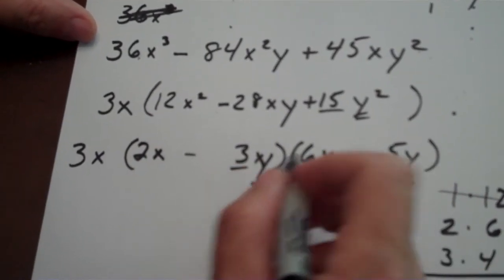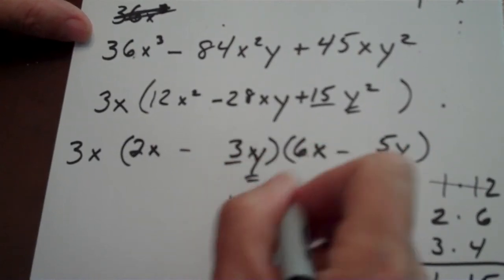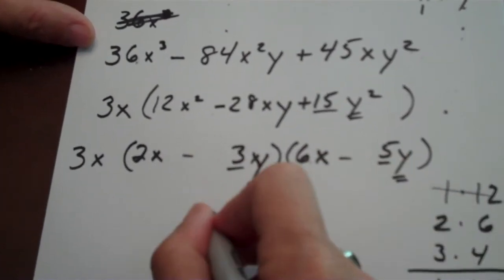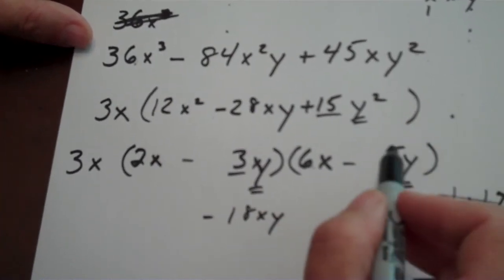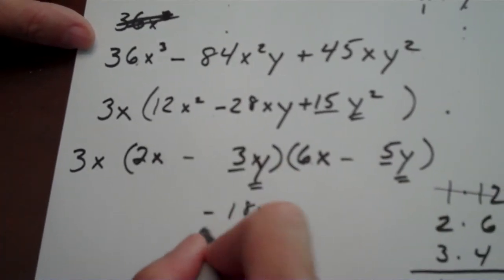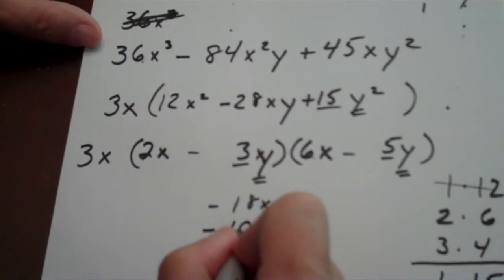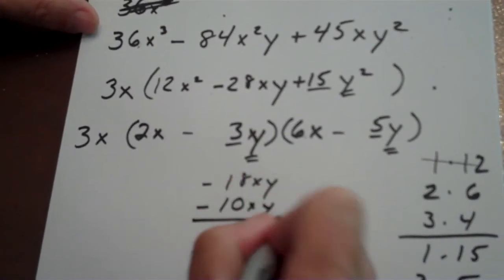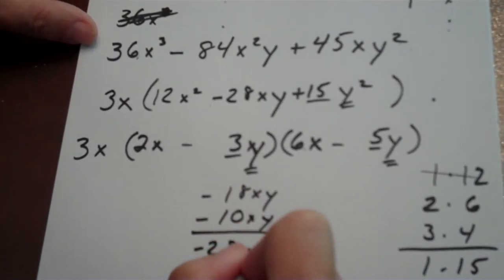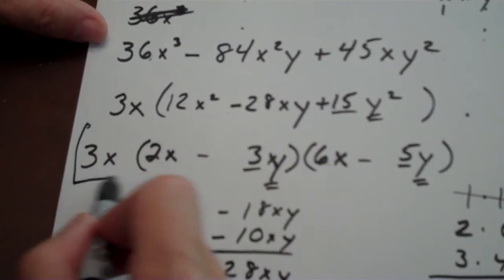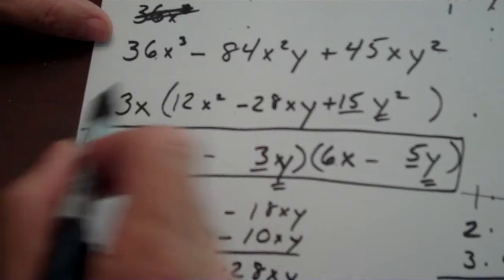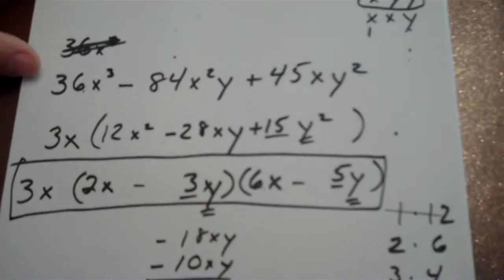3 times 6 is 18xy, and that'll be negative because I have a negative times a positive. Let's try this one. It's a negative times a positive, so it's a negative. 5 times 2 is 10xy, and that combines to be negative 28xy. It works perfectly. So once again, I have successfully factored this trinomial.